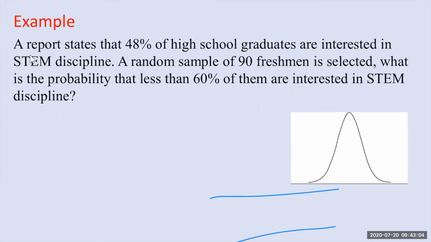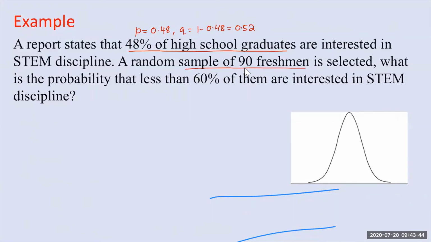So about the population, they said a report states that 48% of the high school graduates, so that is everyone in the country. So that's your population proportion. So 48% of the high school graduates are interested in STEM. Meaning of that is P is equal to 48% or 0.48. So Q is equal to 1 minus 0.48, which is equal to 0.52. Okay, so that is your Q and that's your P that's given to you. And here the sample size is 90.